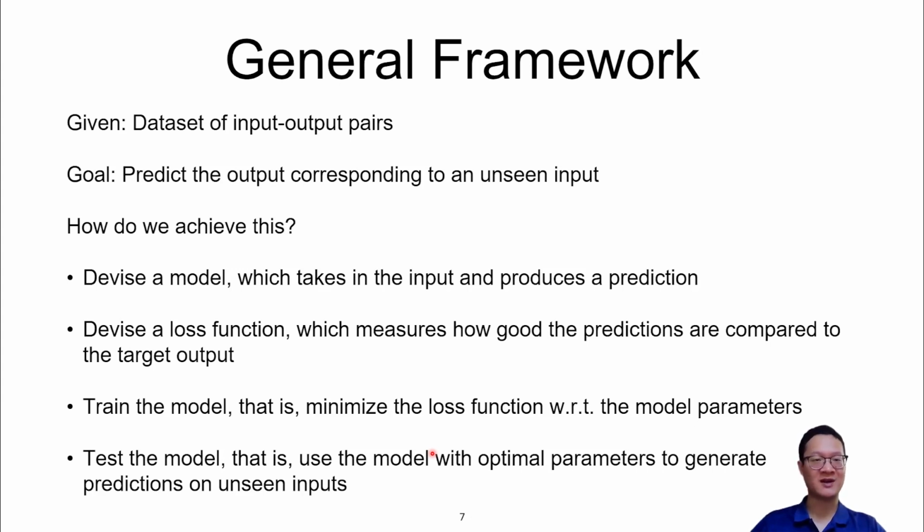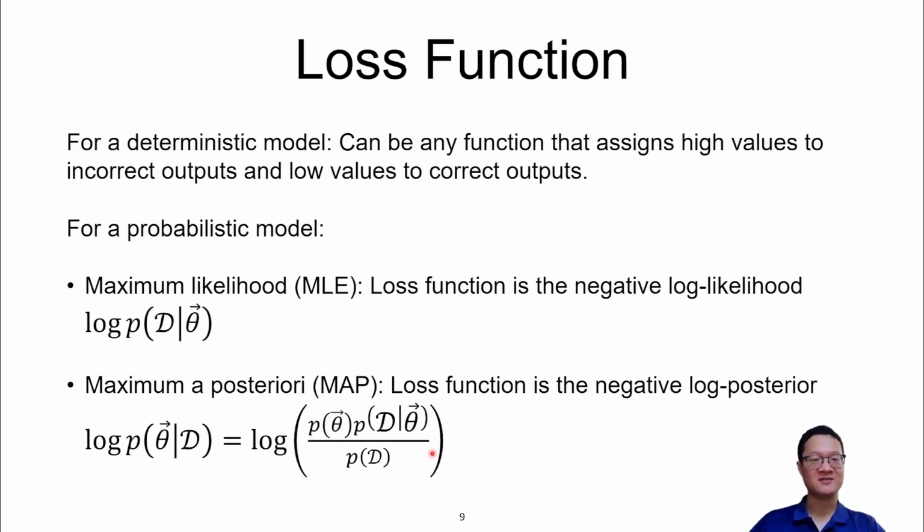Okay, so back to the general framework. After we have devised the model, we have to devise a loss function. We have seen several different ones. For a deterministic model, the loss function can be any function that assigns high values to incorrect outputs and low values to the correct outputs. We have seen, for example, the square loss in linear regression. For a probabilistic model, we looked at maximum likelihood, and the loss function is the negative log likelihood. We also looked at maximum a posteriori, and the loss function is the negative log posterior.